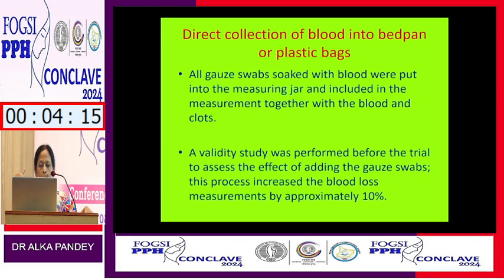All gauze swabs soaked with blood were put into the measuring jar and included in the measurement together with the blood and clots. A validity study was performed before the trial to assess the effect of adding the gauze swabs. This process increased the blood loss measurements by approximately 10%.